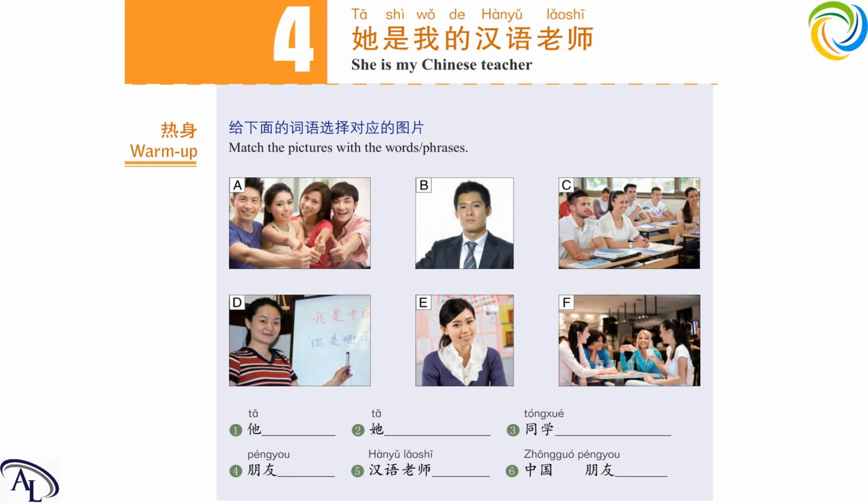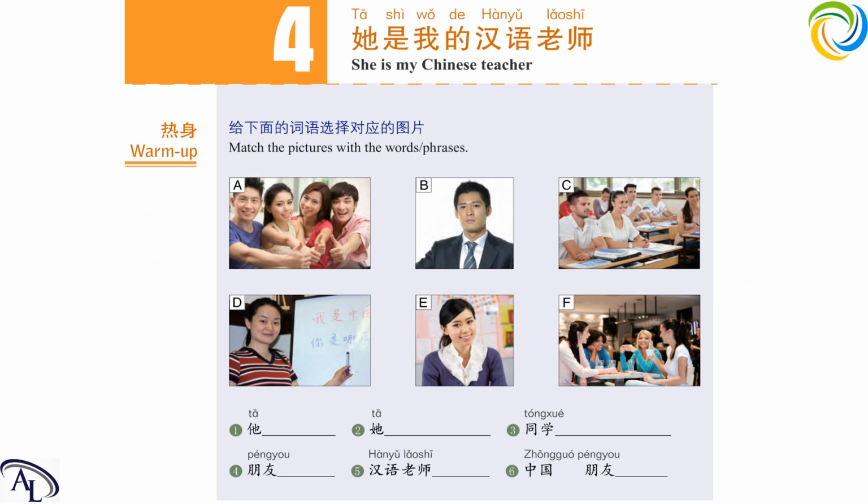So we can see here are 6 pictures and 6 new words. Now first let's look at the new words. First one is 他, ta, the initial t and the final a. Okay, now read after me. Ta, it means he, or it can mean just someone, a random person whose gender you cannot be sure of. Okay, so this is ta.